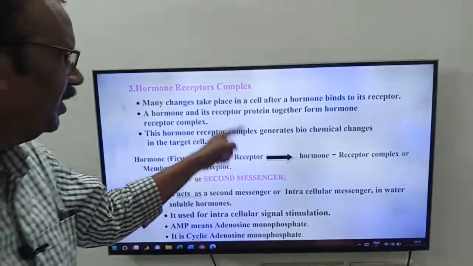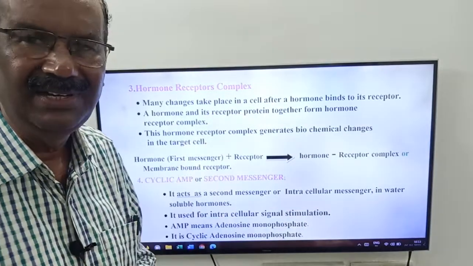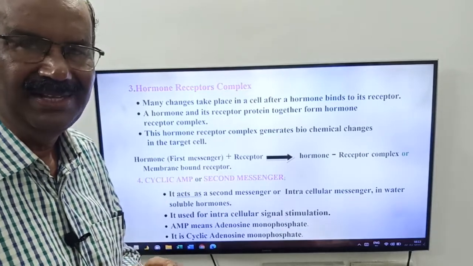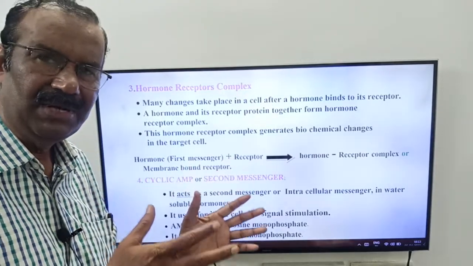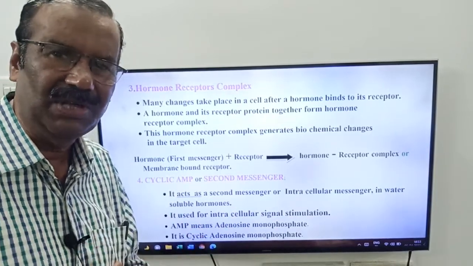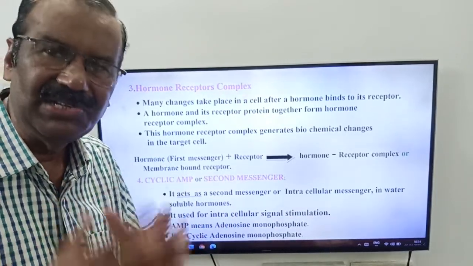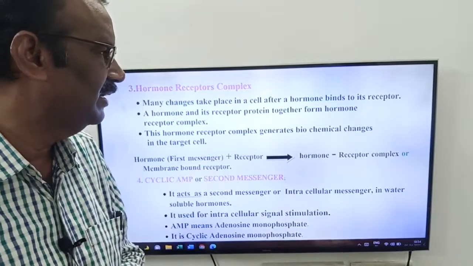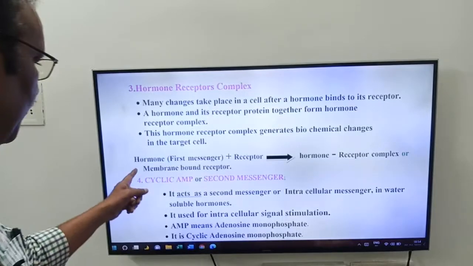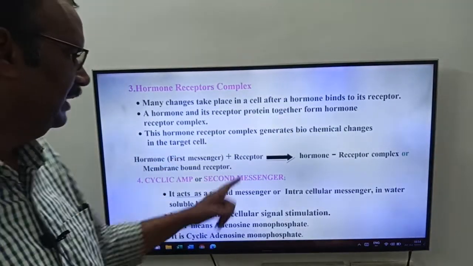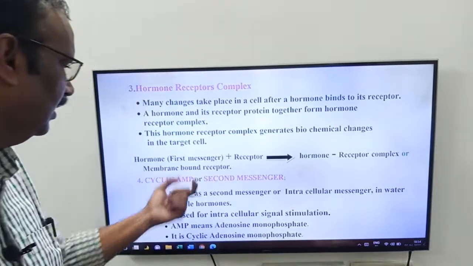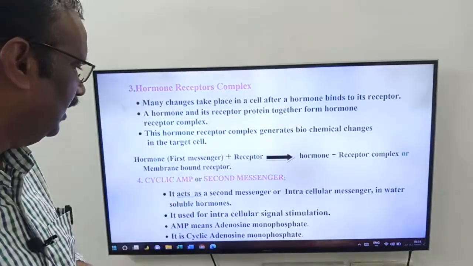This hormone receptor complex generates biochemical changes in the target cell. So hormone combined with the receptor and it forms HRC, hormone receptor complex. This HRC generates what, friends? Biochemical changes in the target cell. See friends, hormone, that is first messenger, and receptor form the hormone receptor complex.